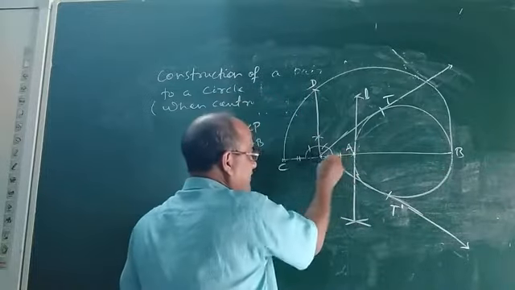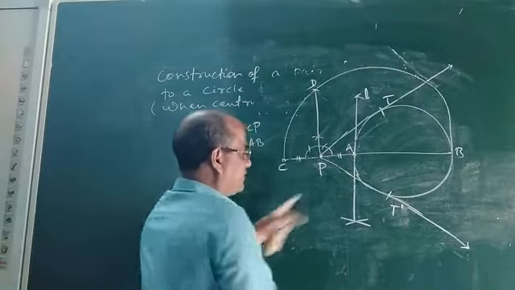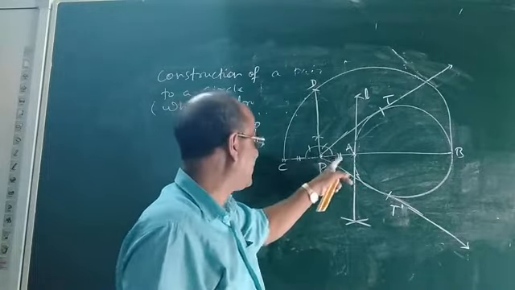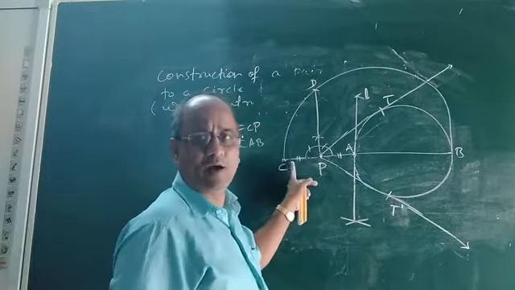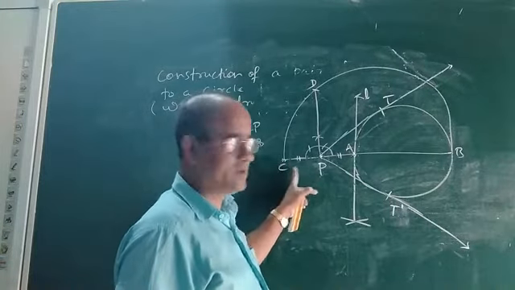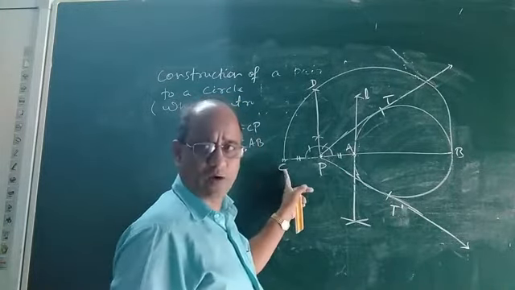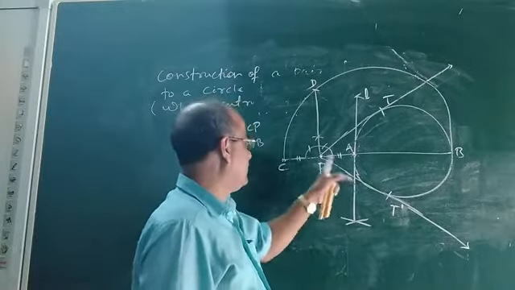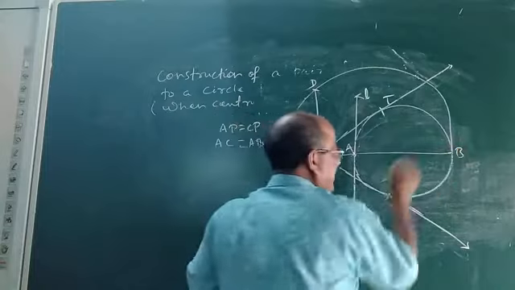After drawing the second line, you produce or extend AP up to C. Because you know the length of AP, suppose it is 2 cm, that means you extend AP up to 2 cm more. So name it C. That means AP and PC are equal, so P becomes the midpoint of AC. Now you take CB as the diameter.